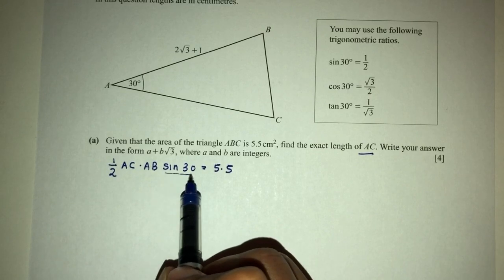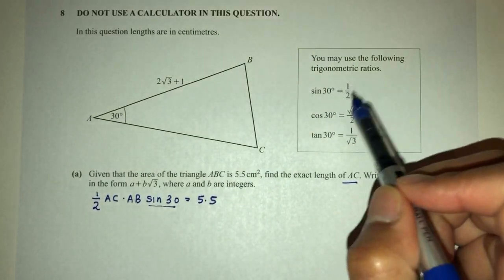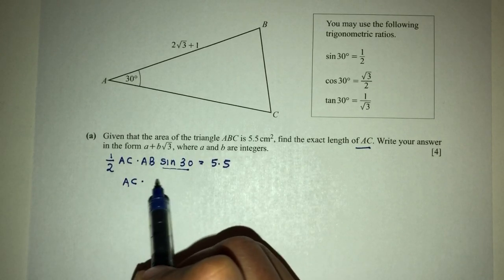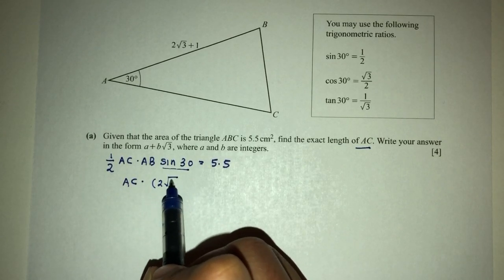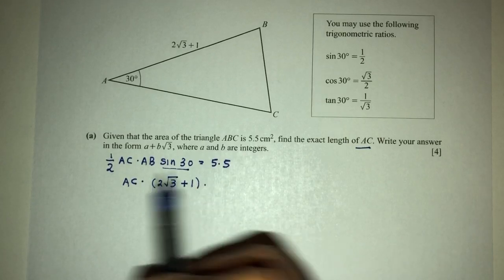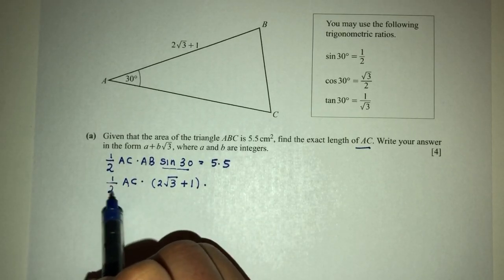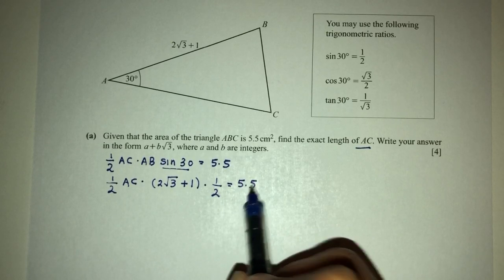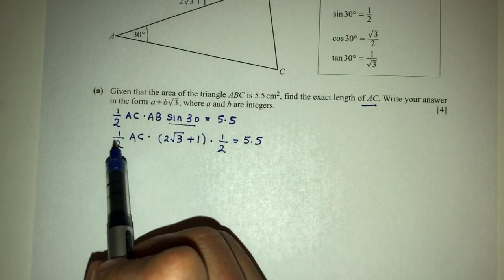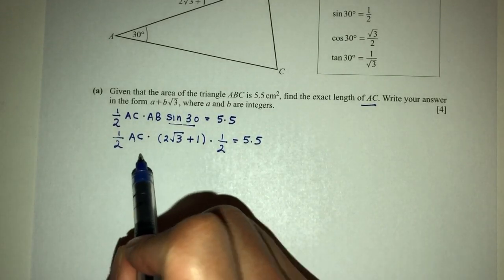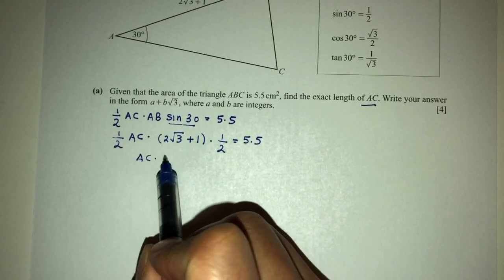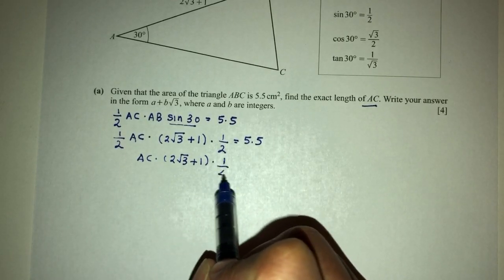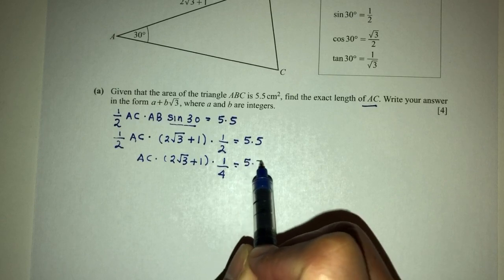Now, sine of 30 is given to you already. It is 1/2. So you will have AC, AB is 2√3 plus 1. This is half, this also will be half, that will be 5.5. Now simplify. So half times half will be 1/4. So AC times 2√3 plus 1 times 1/4 is 5.5.